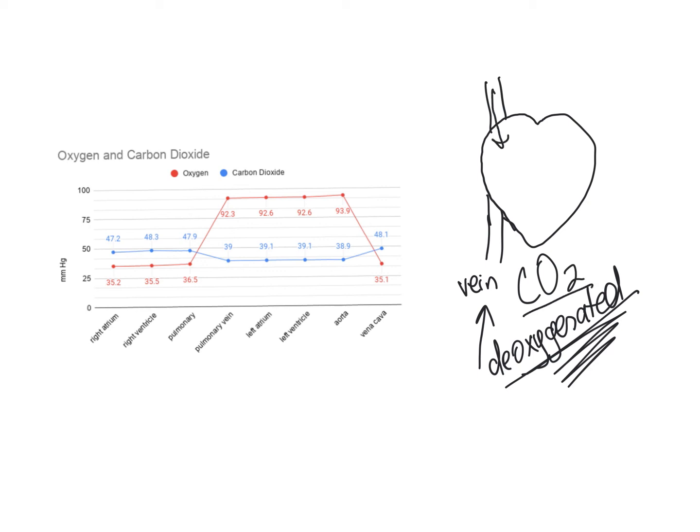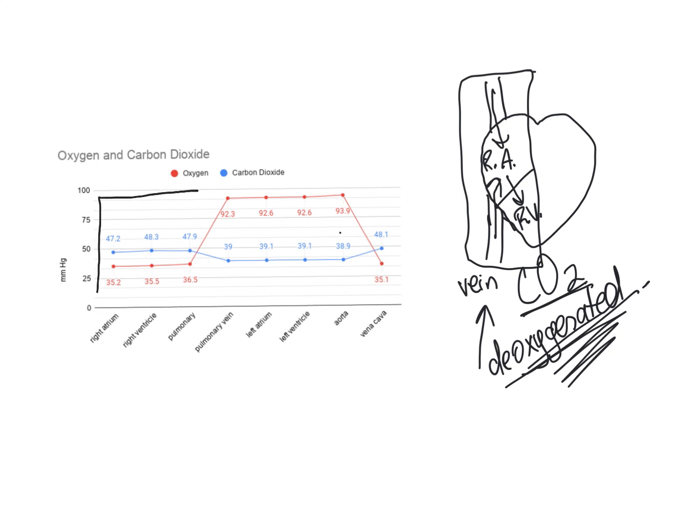And so this is coming in this direction, filling up the right atrium, traveling to the right ventricle. And so I would say pause the video now and consider what the right side of the heart looks like in terms of carbon dioxide and deoxygenated blood. Which section of this graph would be considered the right side of the heart? The answer is this. This area of the graph has more CO2 and it has less oxygen.